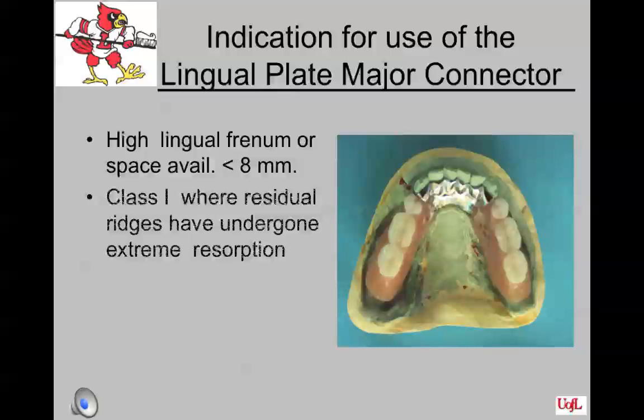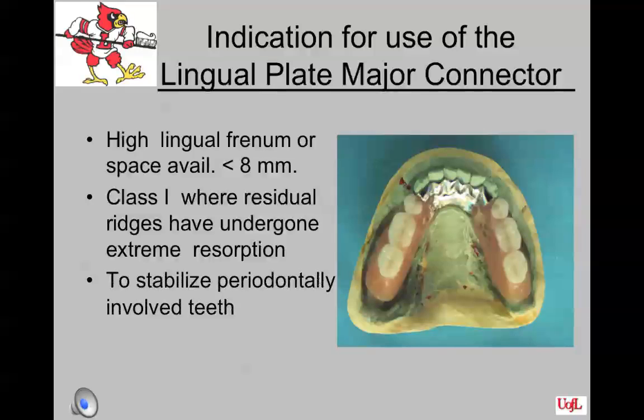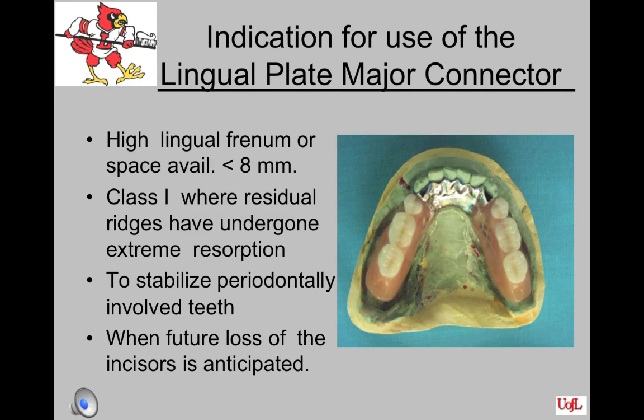In the class 1, where you have residual ridges that have undergone extreme resorption, the lingual plate helps stabilize that partial. If you want to stabilize periodontally involved teeth, you use the lingual plate major connector. And when you plan that in the future you're going to have loss of those anteriors, the lingual plate allows you to do some repair and add a tooth to the existing partial more easily than if you have the lingual bar.